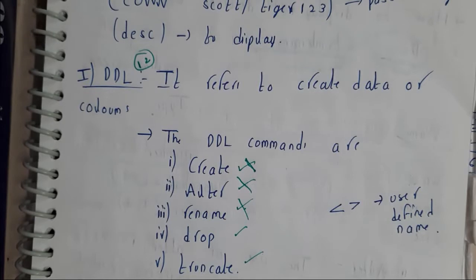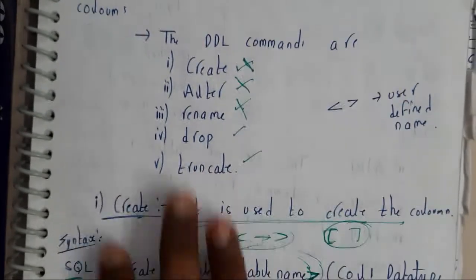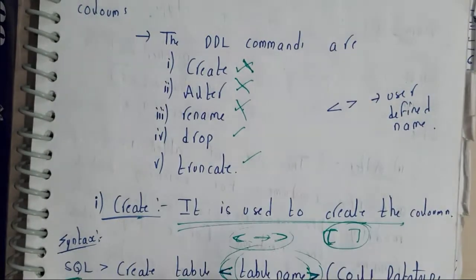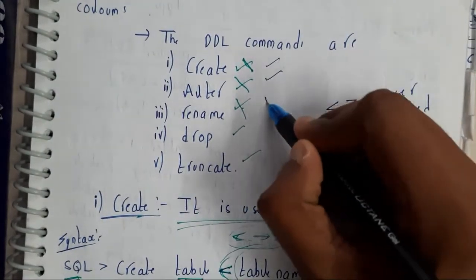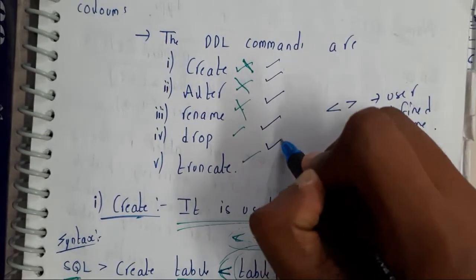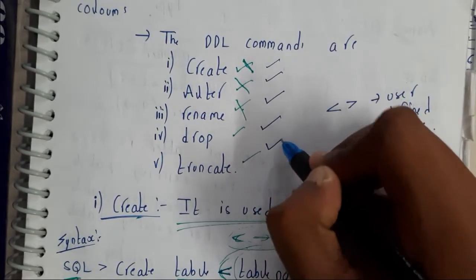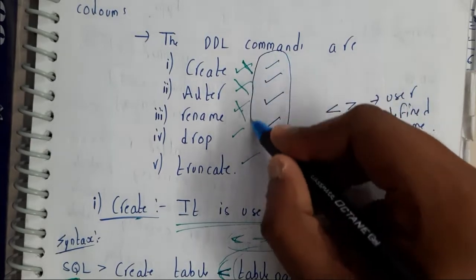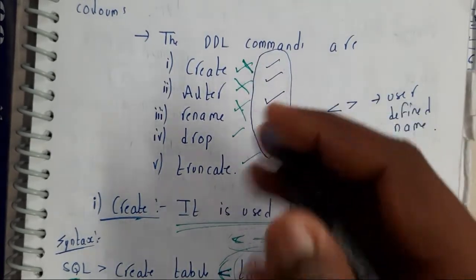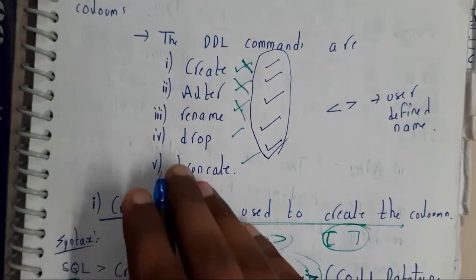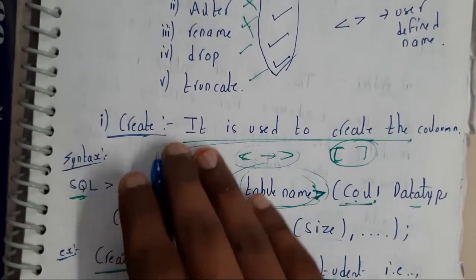So I told you in the previous lecture that DDL means data definition language. DDL commands are used for creating tables. Here we have totally 5 DDL commands: create, alter, rename, drop, truncate. All these operations you will be doing on the particular tables, guys. Fine. Okay. So now let us go through them one after the other.